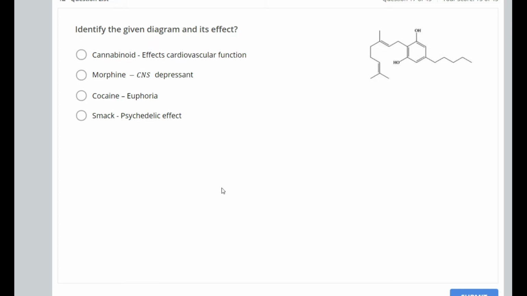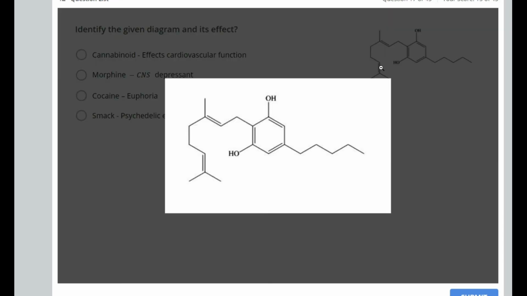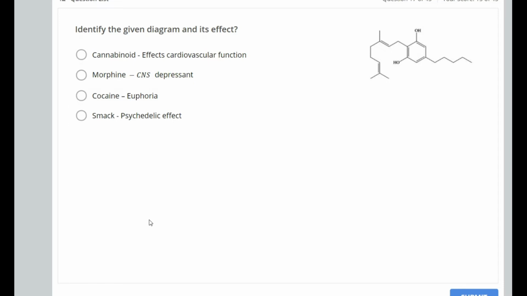Identify the given diagram and its effect. You can click on the diagram also. Option A, cannabinoid affects cardiovascular function. Option B, morphine, CNS depressant. Option C, cocaine, euphoria. Option D, smack, psychedelic effect. Which is the right answer for the 17th question? Option A is the right answer.